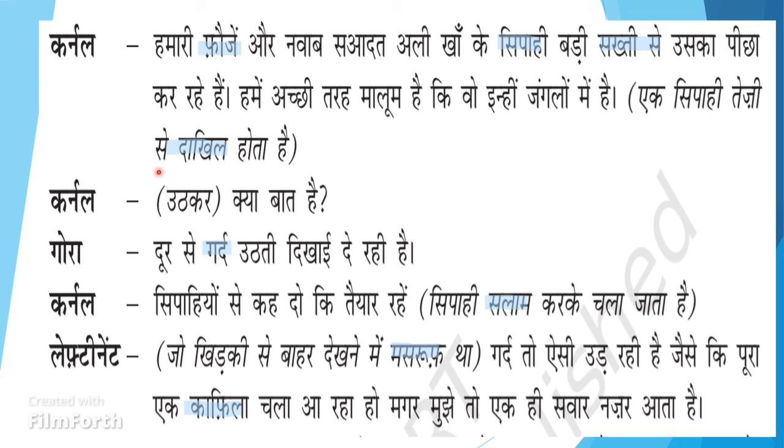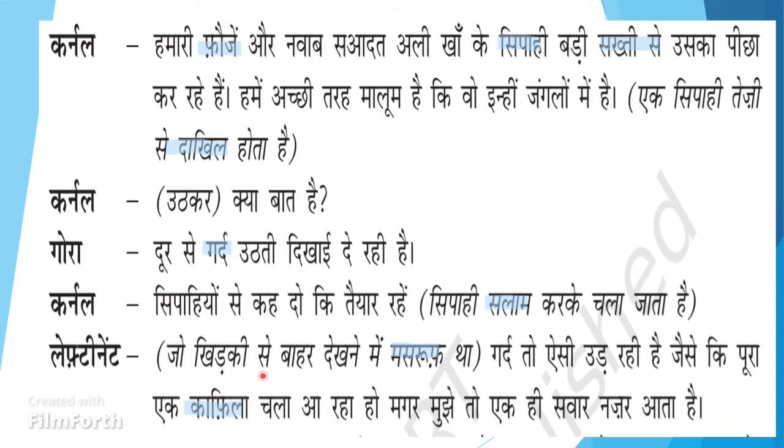एक सिपाही तेजी से दाखिल होता है. When they were talking, at that time, one soldier enters the tent very fast. दाखिल होता है means he enters the tent. Colonel, उठकर, क्या बात है? The colonel stands up and says, what is the matter? That soldier says, दूर से गर्द उठती दिखाई दे रही है. I can see dust rising from far away. गर्द means dust. Colonel, सिपाहियों से कह दो कि तैयार रहें. सिपाही सलाम करके चला जाता है. The colonel tells the soldier to tell the other soldiers to get ready. The soldier salutes the colonel and goes away.